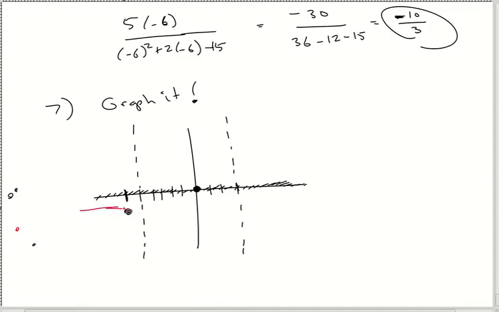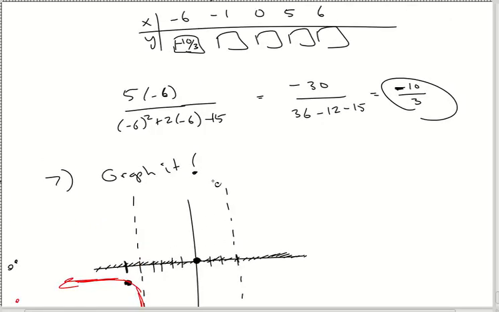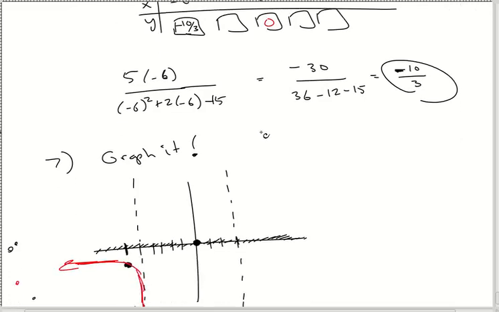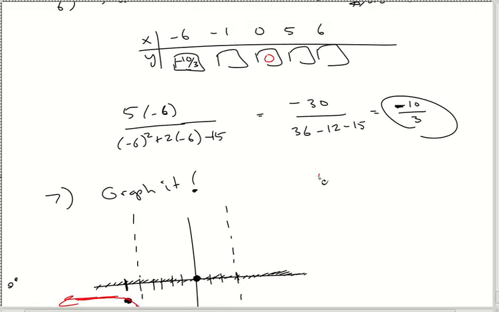So here's the graph, at least the part that I know. It'll do something like this, and it's going to go up. I don't know what's going on here. I should have probably done some more things here. 0, 0, that's pretty easy. So what's going on here at negative 1?